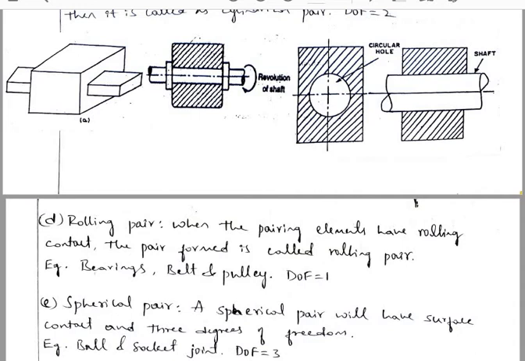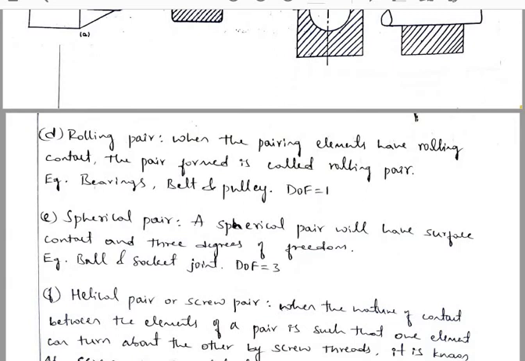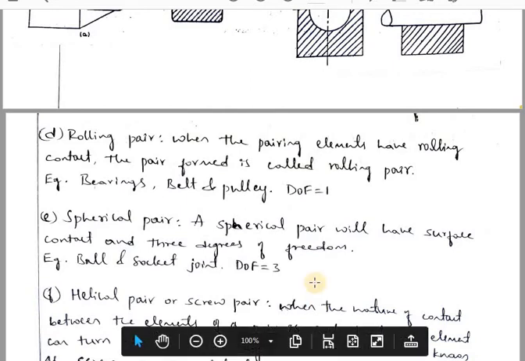where we can see that motion of rolling wheel on the flat surface in a belt driven pulley can be considered as a rolling on a belt. So belt and pulley surfaces constitute a rolling pair. So that is the example of the rolling pair. And next we have a spherical pair. A spherical pair will have a surface contact and 3 degrees of freedom. Okay. For that example we have a ball and socket joint.